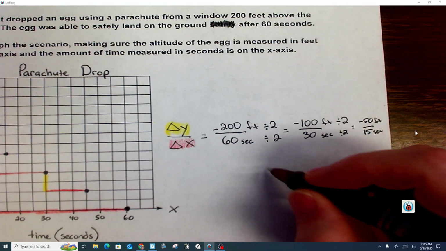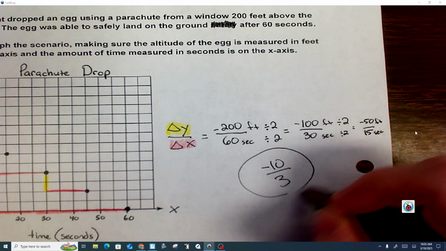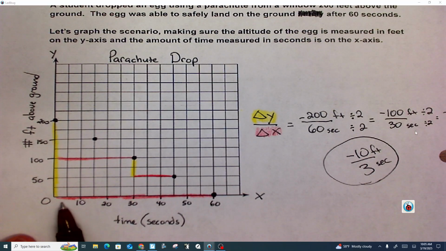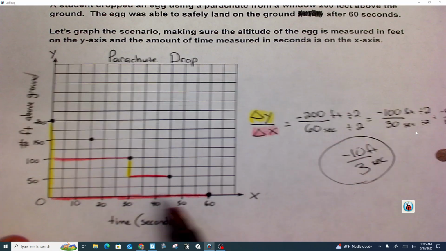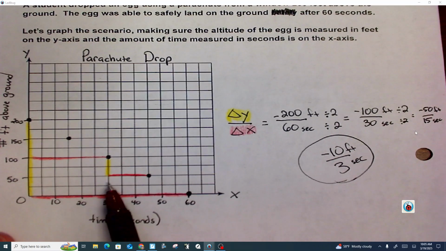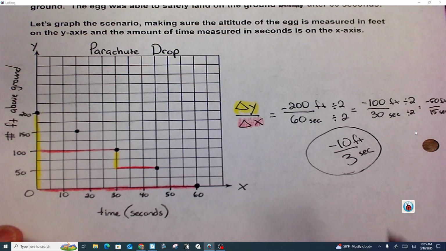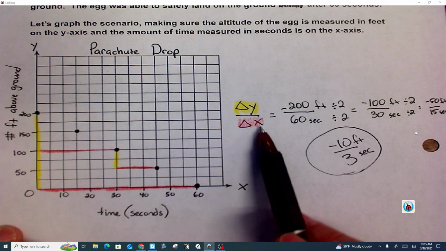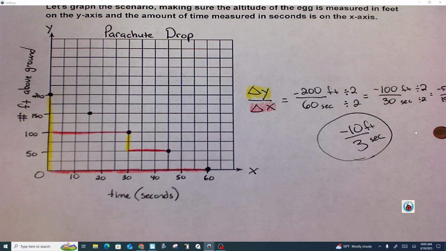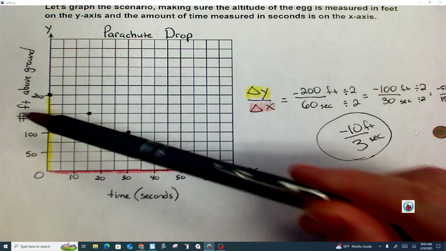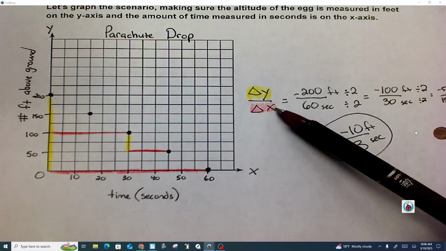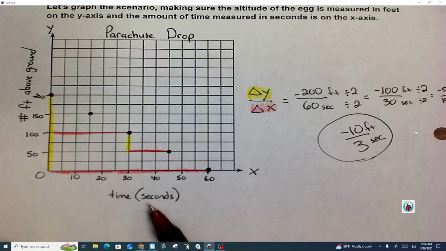Now, if I divide both of these by 5, my most simplified version would be negative 10 feet over 3 seconds. And that's not very useful for this graph because I'm not going up in 3-second increments. But the 15-second, the 30-second, and the 60-second, all of those are very useful for this particular graph. So the rate of change is just your change of y over your change of x, and it helps you go get some different points on these scenarios. And the big thing is that your change of y is always going to be labeled with whatever your y-axis is labeled as, and your x change will always be labeled with what your x-axis is.